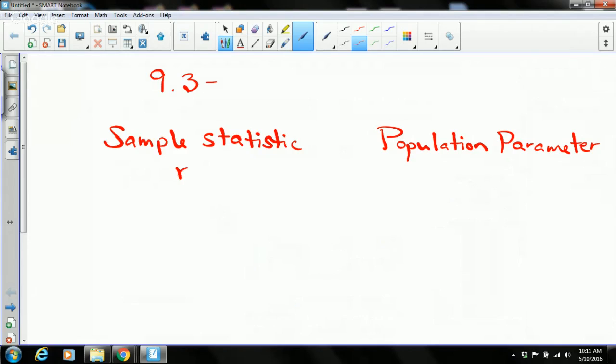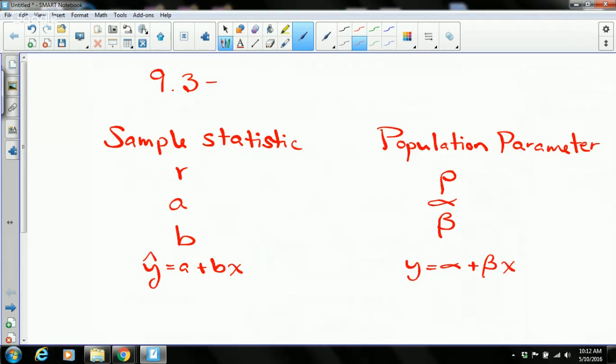Okay, so the first one is r. For a population parameter, it's called rho. It's the Greek letter that kind of looks like a p. Then we have a, whereas if it's a population parameter, again, we use Greek letters, so it's alpha. When we have b, for population, it's beta. And for the least squares line, it's y hat equals a plus bx. So in this instance, it would be y equals alpha plus beta x. So over here with the population parameter, what is your slope? Beta, good. And your intercept is still the a, but in this case, it would be alpha.